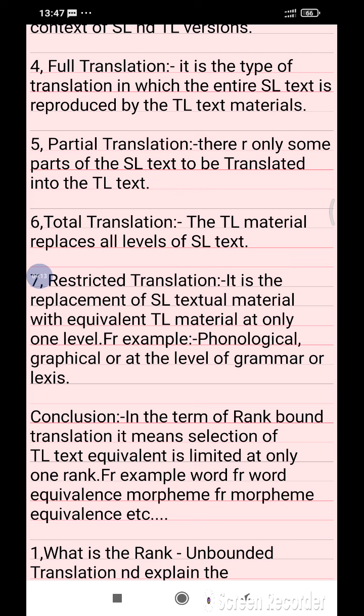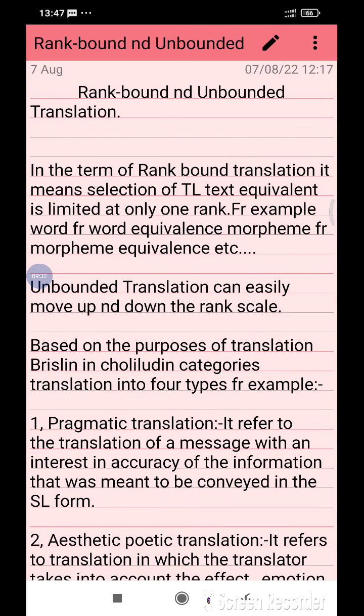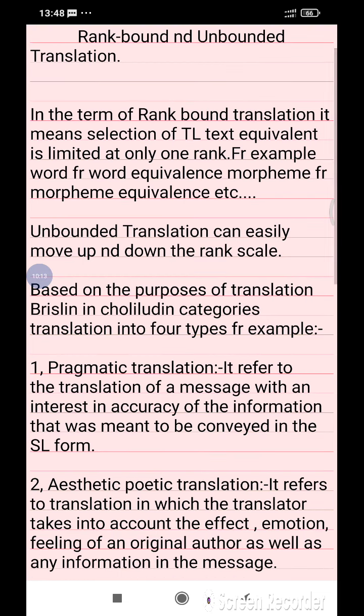And the conclusion is also very important. You have to write it in your own language, and you can also take some lines from the translation definitions and all the points as I have discussed with you. So, rank bounded translation is all about when we give the ranking positions for the translation of SL text to TL text, when we try to give them a rank according to word for word equivalence and morpheme for morpheme equivalence. And unbounded translation can easily move up and down the rank scale, which is based on the purpose, and Catford categorizes translation into four types.